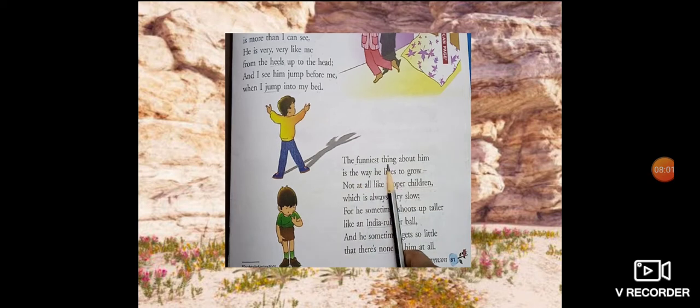The funniest thing about him is the way he likes to grow. The funny thing here is how it grows. Not at all like proper children, which is always very slow. Not like what? Not like the way children grow, because children always grow very slowly. Always means every time. Sometimes it shoots up taller like an India rubber ball. Sometimes it gets so little that there is none of him at all. This is your poem.